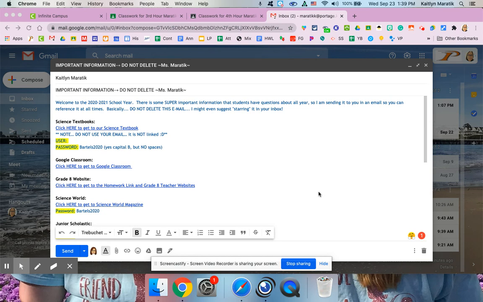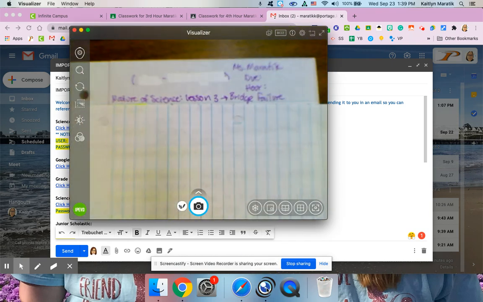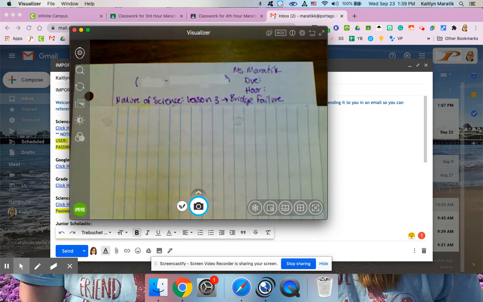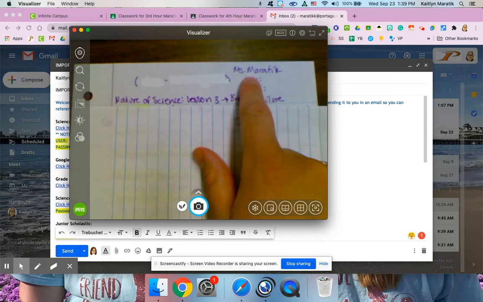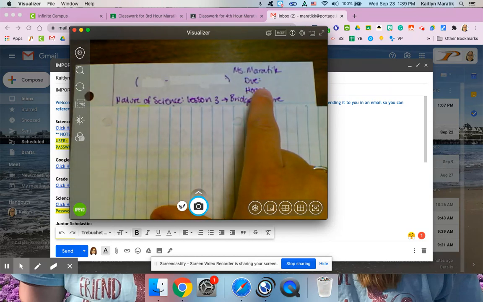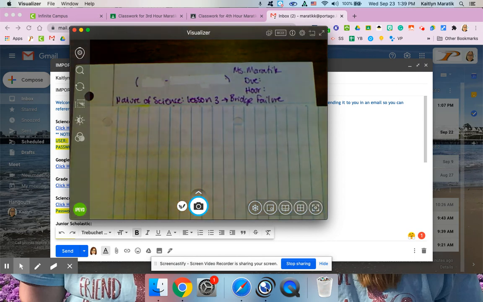We do have extras. First thing that we want to do, and I already have some of this information added on here just so you don't have to listen to me writing everything, is this. First, please put your name at the top, and then put when this assignment is due, and then what hour you have science class. The next thing is to write down what the assignment is.